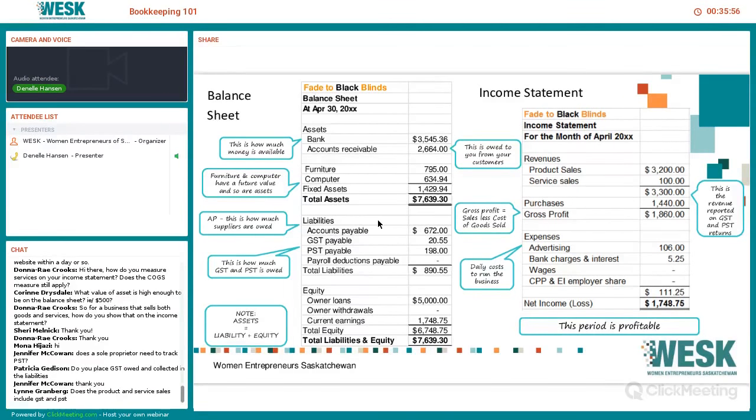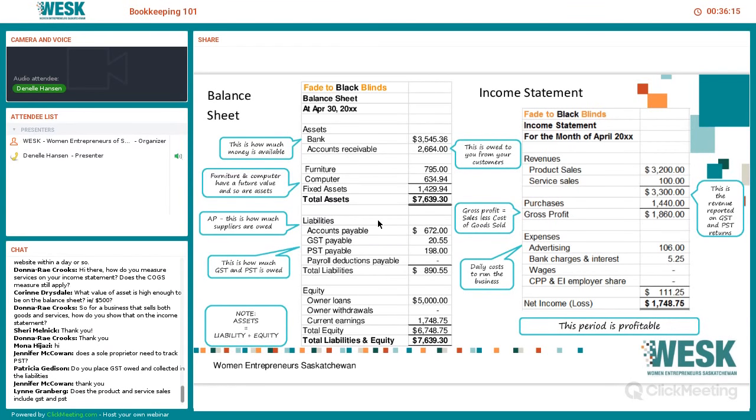For the GST that has been collected, that will be in the liability section. So any GST that you've collected, your payable, is going to go in your liabilities. GST paid, or if you have a receivable, that's going to go into your asset account.